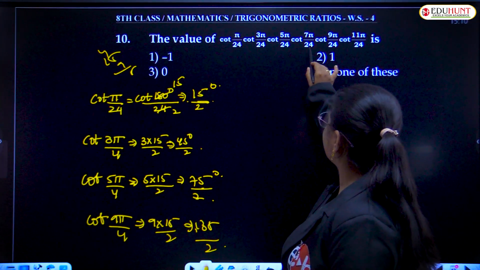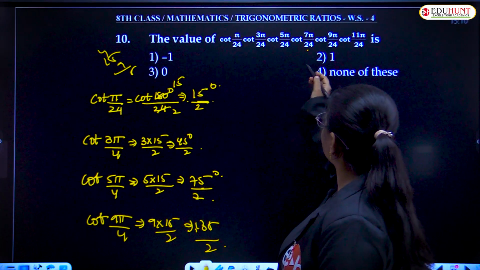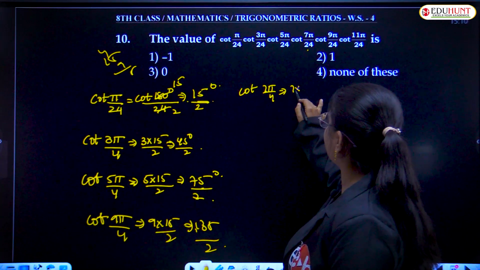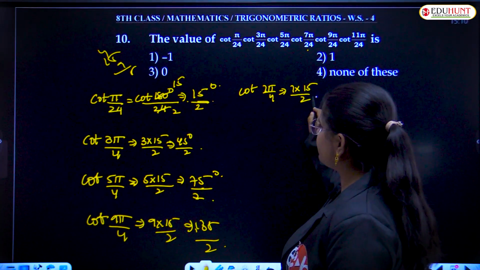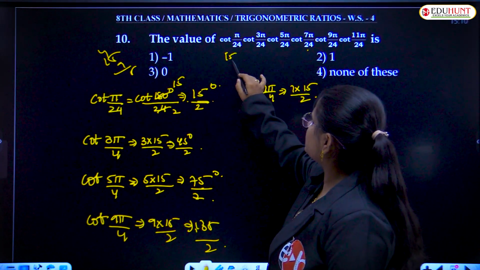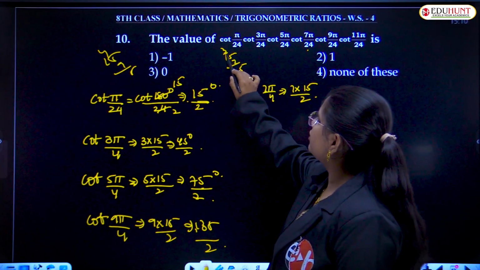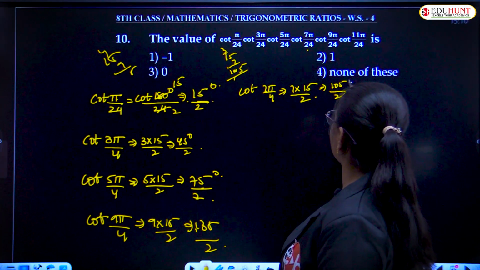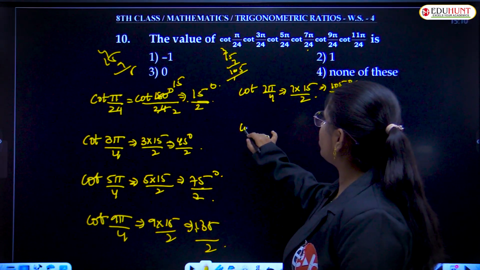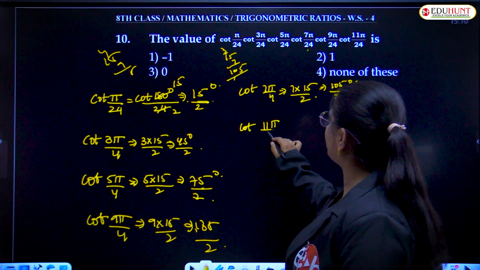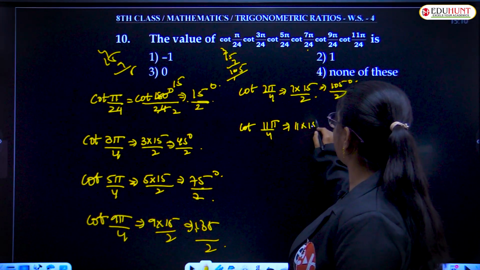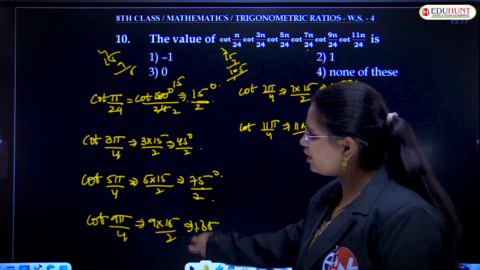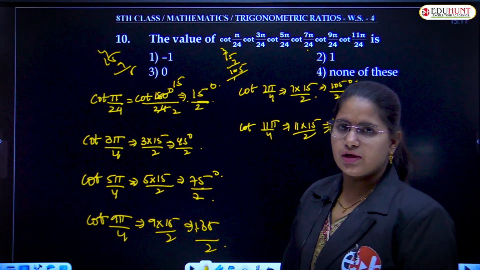Can you see that? Next is cot 7 pi by 24, which I have not done, right? 7 into 15 by 2. 15 7s, 7 5s are 35, which is 105 by 2 degrees, correct. Next but not least, cot 11 pi by 24 value. 11 into 15, 15 11s are 165 by 2 degrees. I have converted everything in terms of degrees, right?